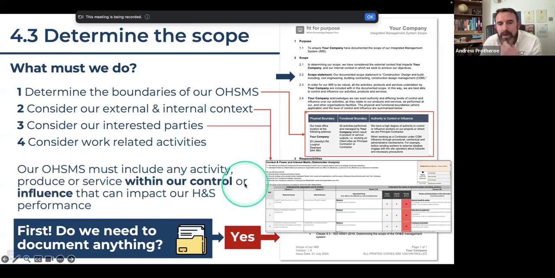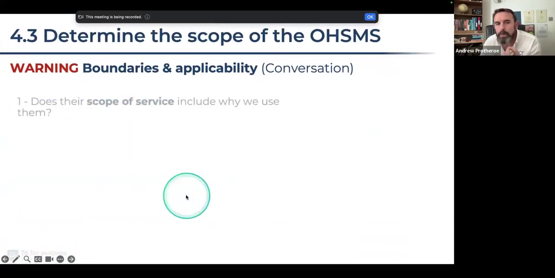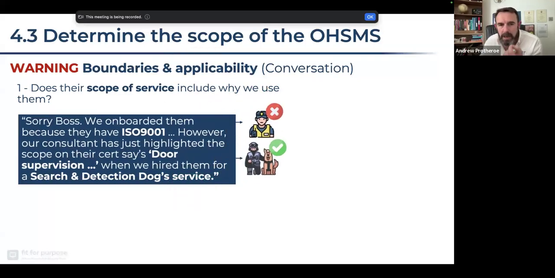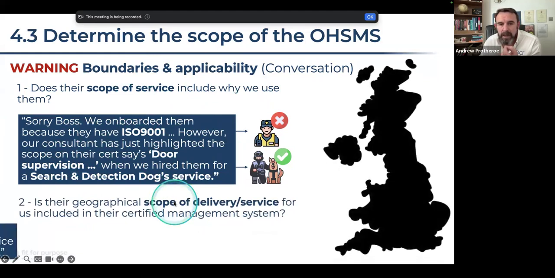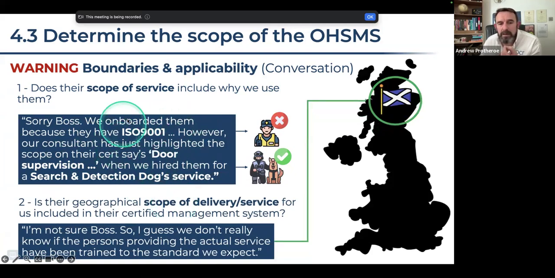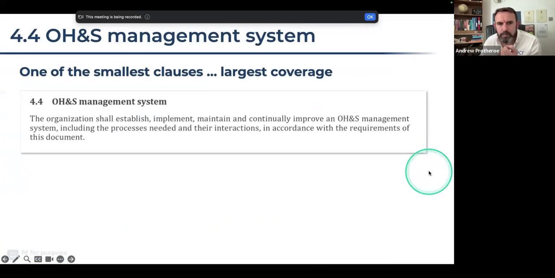Our system must include any activity, product, or service within our control. Really important. That scope is, I can't tell you, I'm going to say it again, it's so critical. When you're setting up your system, or you're dealing with other people, other organizations, make sure you're aware of their scope of service and their geographical scope as well. Things can go wrong pretty quickly if you're bringing somebody on board and their scope does not cover what you want them for. So it's important to understand that scope of service and scope of geographical location.